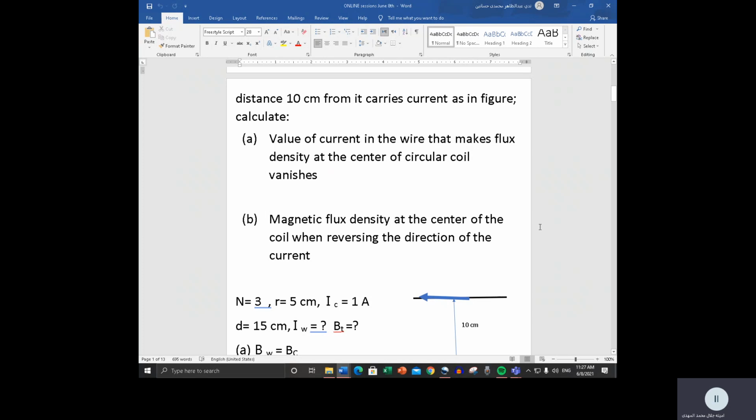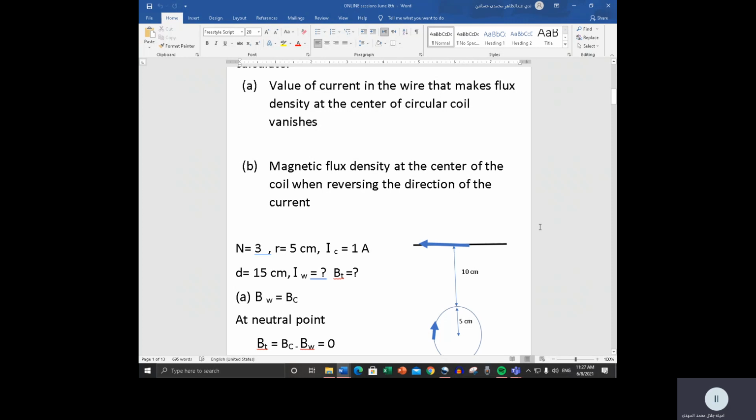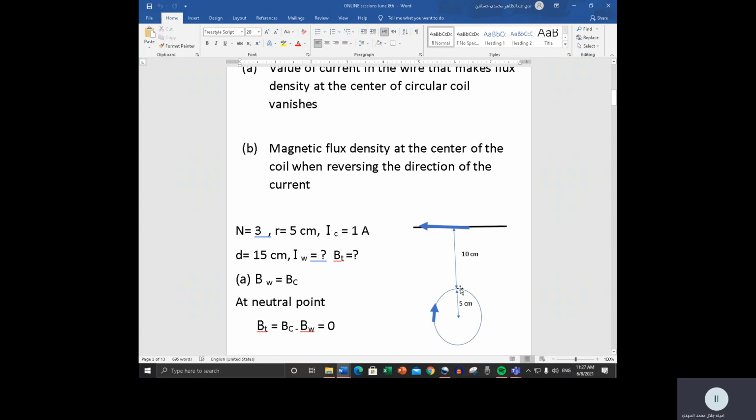Now, what do we have here? We have two things. We have a wire and we have a circular loop. There is a current passing in the wire as indicated in the diagram, and there is also a current passing in the circular loop in the direction shown in the diagram. Pay attention here, we have the distance between the wire and the circular loop. From this point to that point is 10 centimeter, and the radius of the circular loop is 5 centimeter.